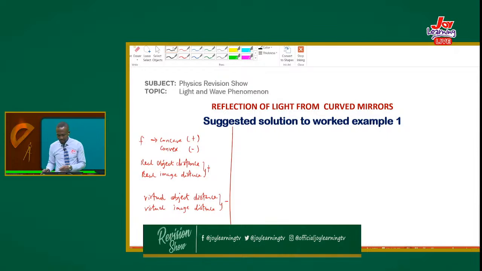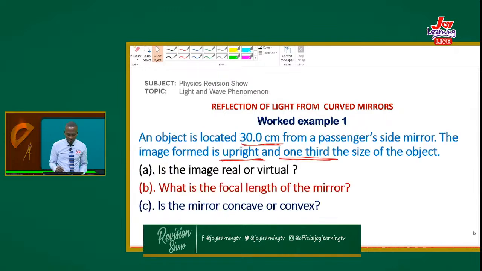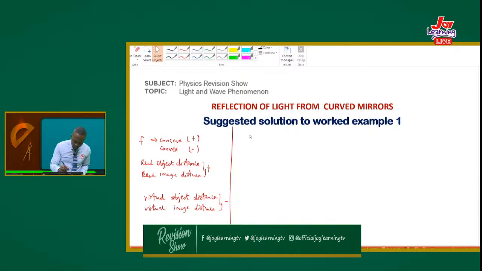The question says that the object is placed 30 cm in front of, or it is seen 30 cm from, a passenger's side mirror. So I'm going to put down my parameters. I have object distance, which is 30 cm. Then the image formed is one third. Very important, one third. You have to understand what it means by one third of whatever it's talking about. U is used to represent object distance. So U is 30 cm, which is a real object, so plus 30 cm.